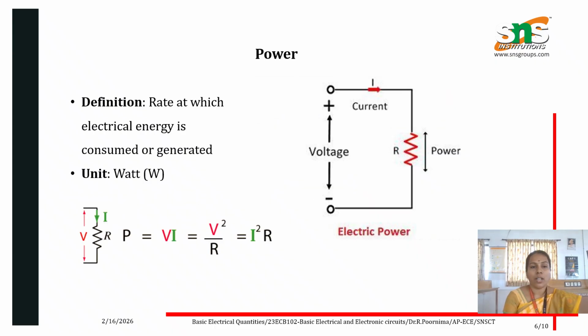Next is the power. So the power is the rate at which the electrical energy is consumed or generated. Or it can be the rate at which the energy is transferred. So power is defined with respect to voltage and current. So V into I, or it can be given as V squared divided by R or I squared into R. So the power dissipation in a particular load is equal to I squared into R.